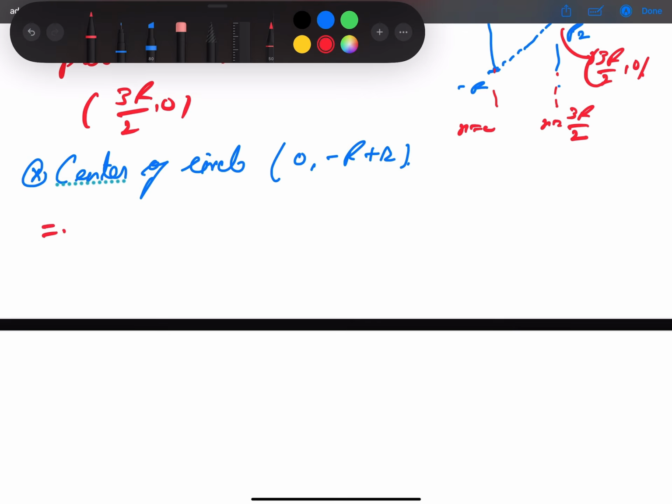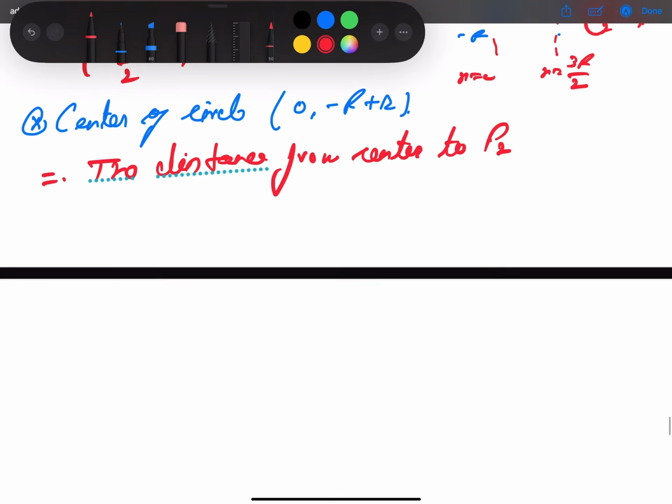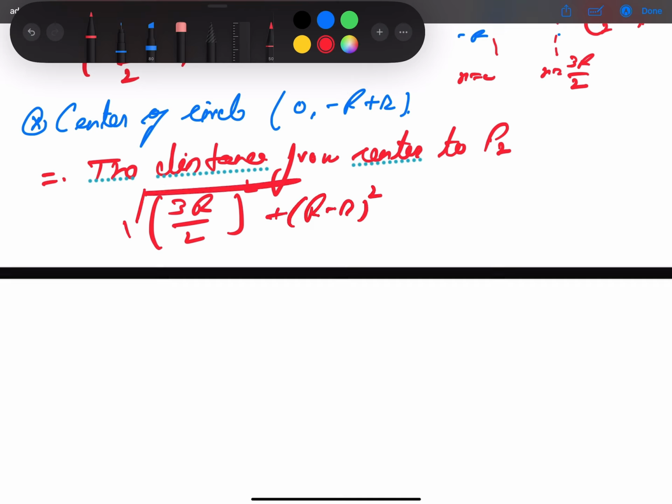So we can say the distance from center to P2, we can use the distance formula, and we are going to get 3r/2 whole square plus r minus r whole square, square root, should be equal to the radius.